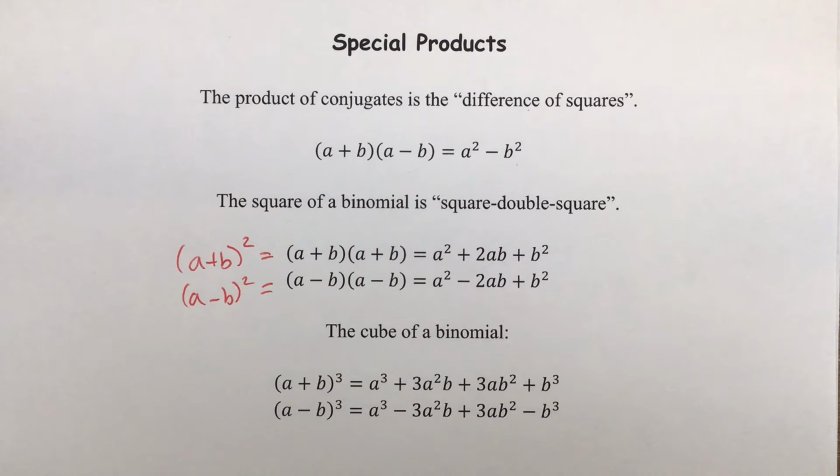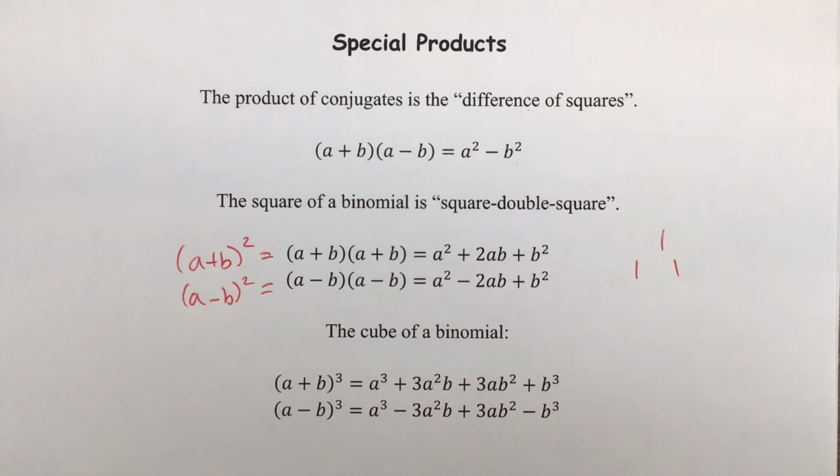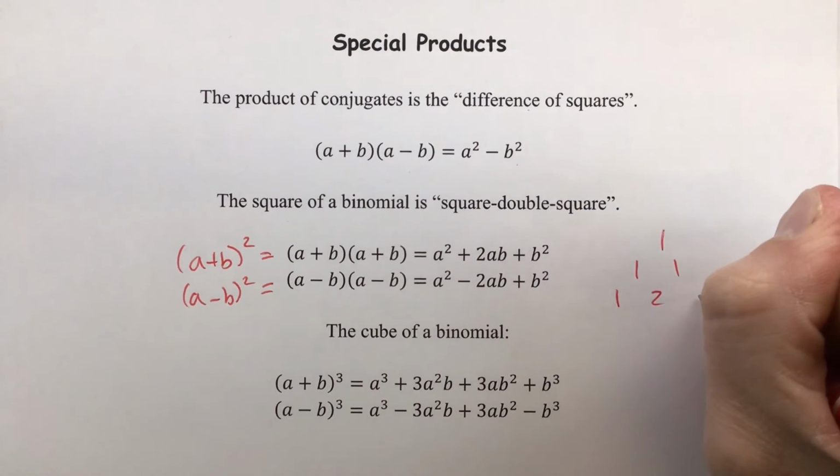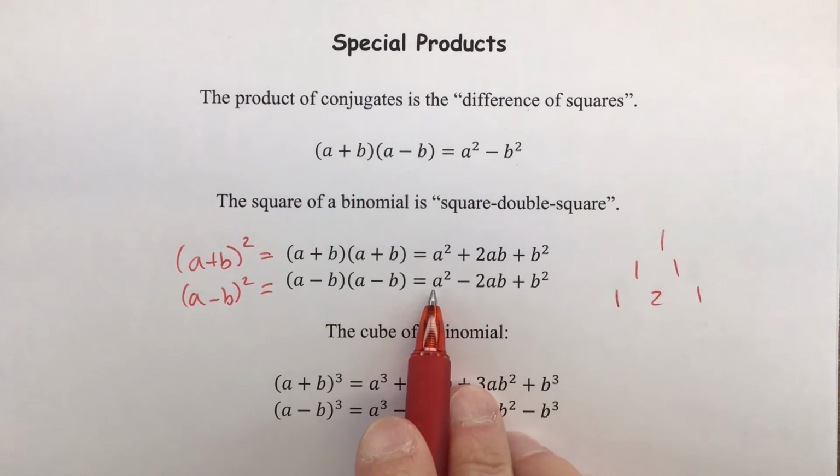Instead of digging into this and looking at all the distribution, how we get these terms, what I want to do is remind you of the binomial theorem and Pascal's triangle. In Pascal's triangle, you start with the 1, a couple of 1s underneath it. After that, you get 1, 2, 1. And these are the coefficients that we see here.